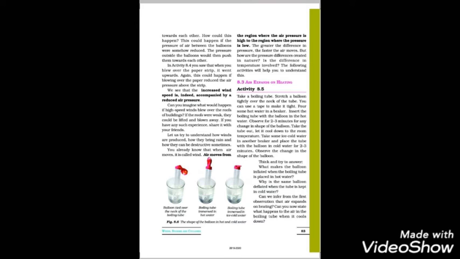Air expands on heating. Activity 8.5 will explain how air expands on heating. Take a boiling tube, stretch a balloon tightly over the neck of the tube. You can use a tape to make it tight. Pour some hot water in a beaker, insert the boiling tube with the balloon in the hot water. Observe for 2-3 minutes for any change in the shape of the balloon. Take the tube out, let it cool down to room temperature. Take some ice cold water in another beaker and place the tube with the balloon in cold water for 2 to 3 minutes. Observe the change in the shape of the balloon.